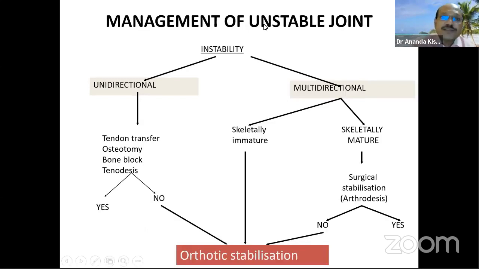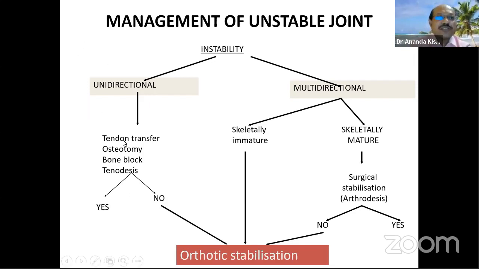Now unstable joints. If there's some instability, it may be unidirectional instability or multi-directional instability. Suppose it is at the ankle and there's only foot drop, and no other function is affected. That is a unidirectional instability. The instability is only in the sagittal plane. If this is associated with some loss of inversion and eversion, that means coronal plane instability. So this is a multi-directional instability.